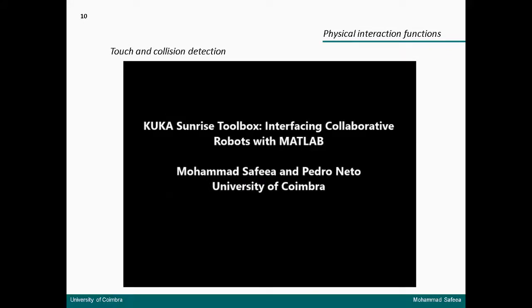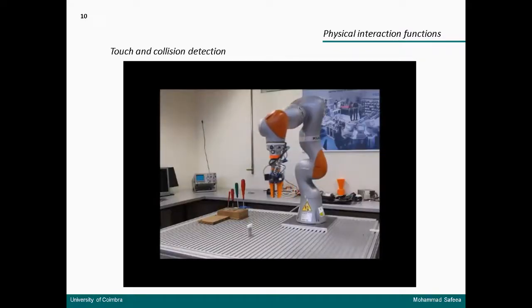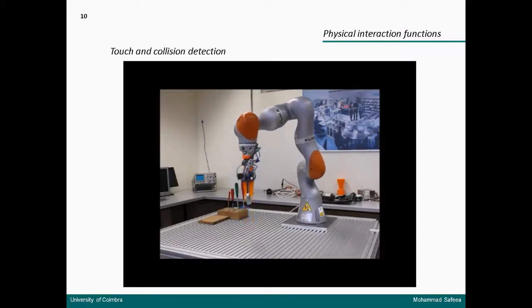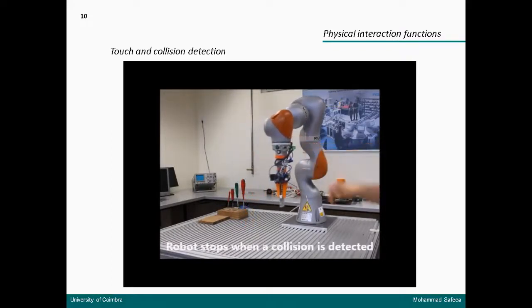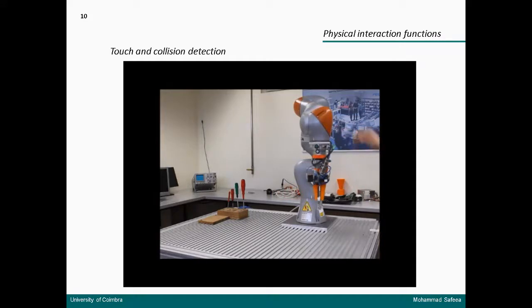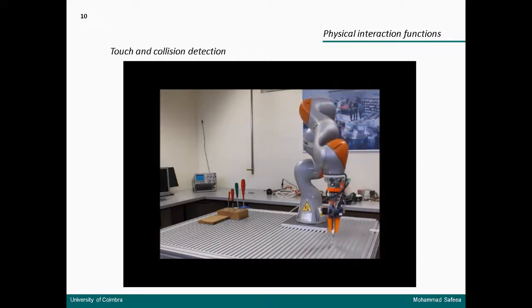The physical interaction functions also support the touch detection mode. In this example, the robot is performing a pick-and-place operation. When a collision is detected between the robot and the surrounding environment, the robot stops and waits. When a double touch is detected on the last link of the robot, it returns back to performing the operation.